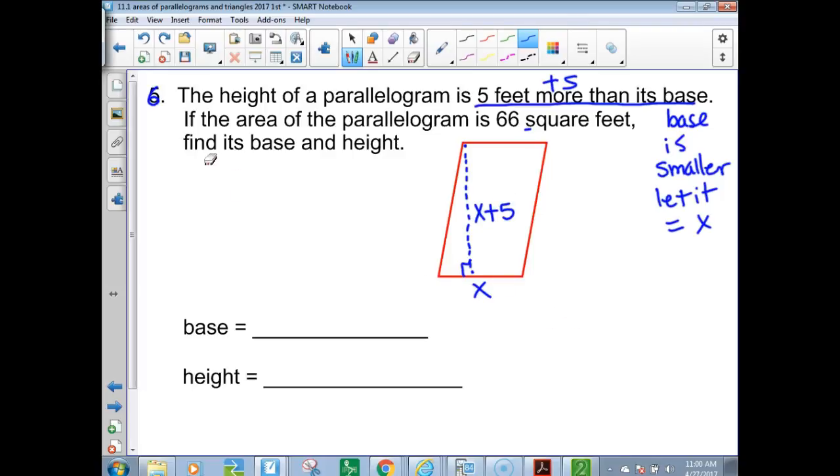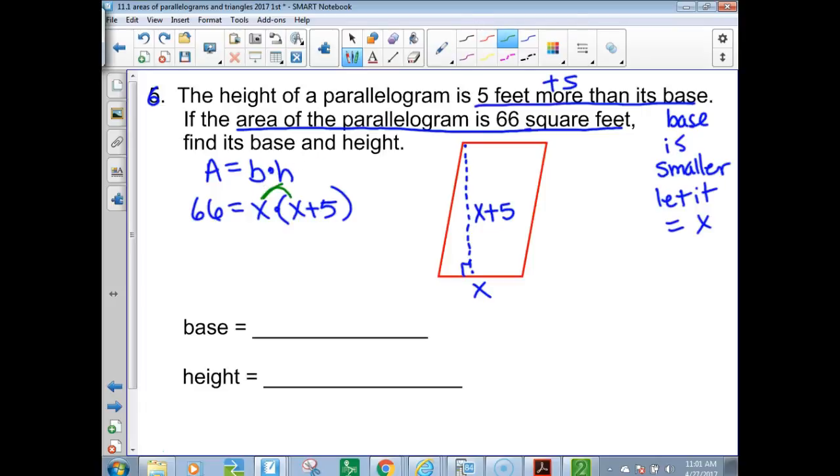The area formula for the parallelogram is base times height. Now I'm going to plug in those values I put in, and I'm going to plug in the fact that it says that the area of the parallelogram is 66 square feet. That would be the A value. So I'm putting in 66 for the A. I'm using x for my base times, and I'm going to put that in parentheses, x plus 5 for my height. On the right, we would need to distribute to solve. So I'm going to multiply x times x and x times 5, which would give me 66 equals x squared plus 5 times x.